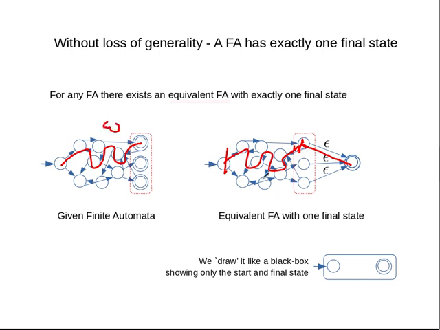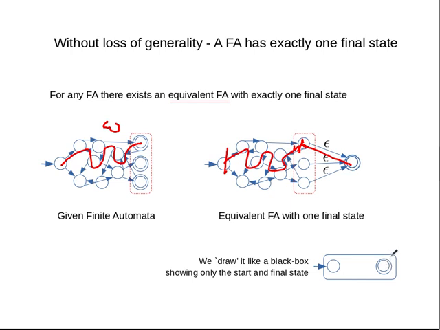So we will draw this as a black box sort of figure. We have a unique starting state, and now we also have a unique final state. So it has just one final state. So for any given finite automata, we can transform it in this form.